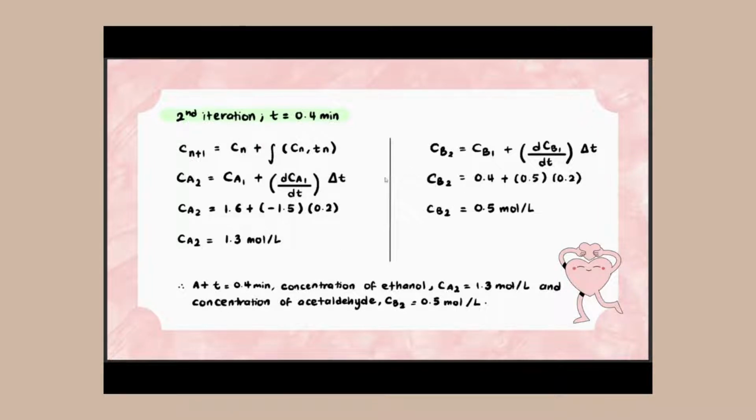This is the same method, where we insert our newest value for Cb, which is 0.4, and then the value of dCb over dt that we have calculated before, which is 0.5, times 0.2. After being calculated, we will get the value of Cb equal to 0.5 mole per liter. Do take note that the values that we have calculated, Ca and Cb, are at t equal to 0.4 minute.